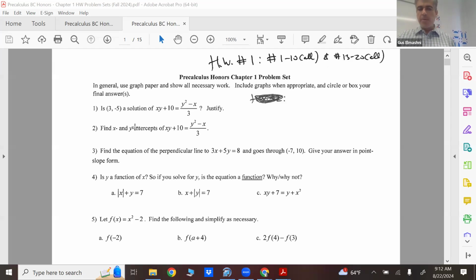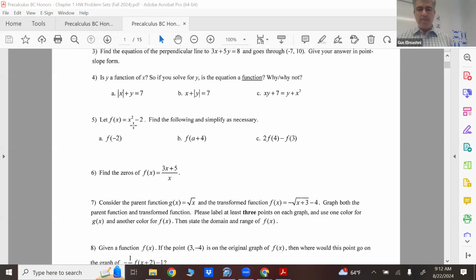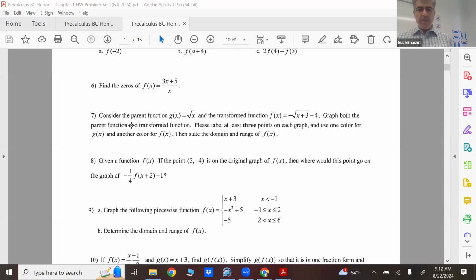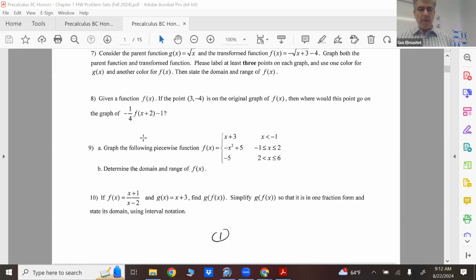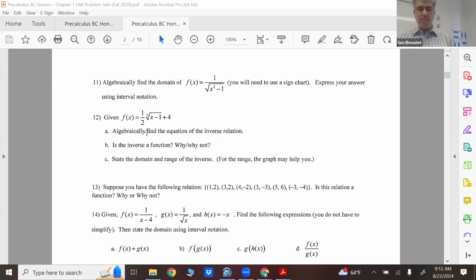So 1 and 2 are pretty straightforward: finding intercepts, finding solutions or testing solutions out, writing equations of lines, determining whether something is a function. I know I didn't talk about that. Plug into functions, find the zeros. I know we didn't talk about transformations, but just do it anyway. I know we didn't talk about piecewise, just do it anyway. Then you've got 10 here. So some of it's kind of correlating to the summer assignment.